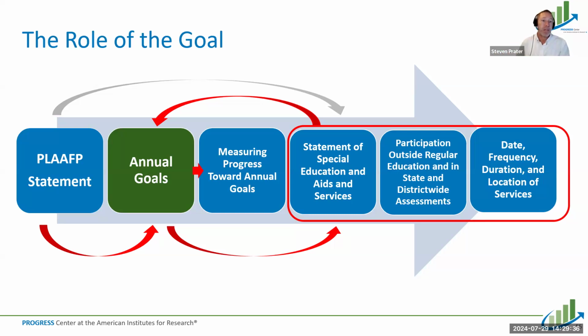You don't only have to meet once a year to talk about the services the student gets. If that student's not making progress on those goals, then you need to meet. It's your duty to meet and make adjustments to those services and aids that student is getting to make sure that they can make progress on those annual goals.